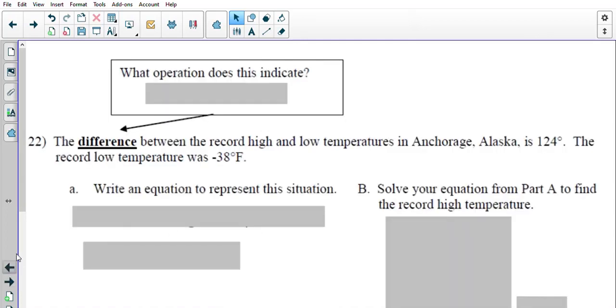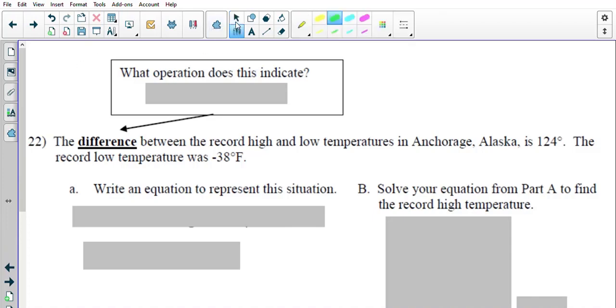All right, number 22 is really similar to number 21. I always like to give you more than one question on the same topic, just shift gears a little bit in terms of what we're discussing, but it's another temperature question. So number 22, it says the difference between the record high and low temperatures in Anchorage, Alaska is 124 degrees. The record low temperature was -38 degrees Fahrenheit. A, write an equation to represent this situation. B, solve your equation from part A to find the record high temperature.